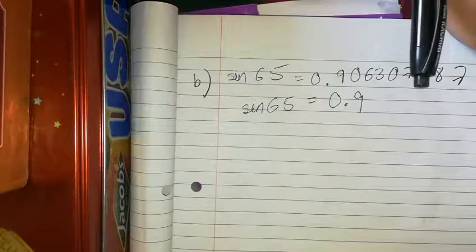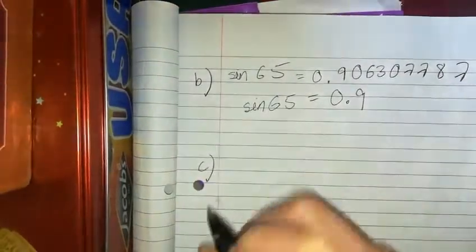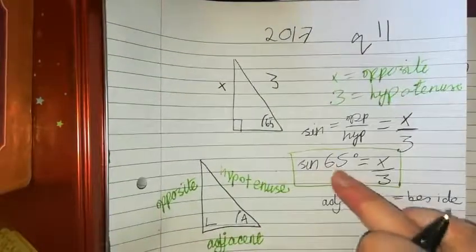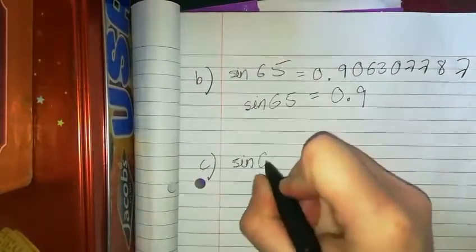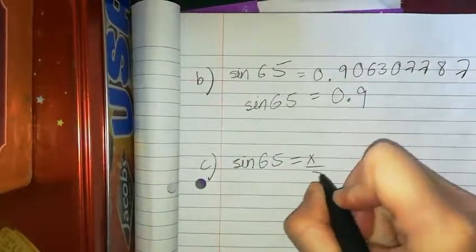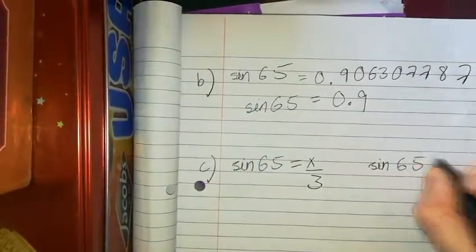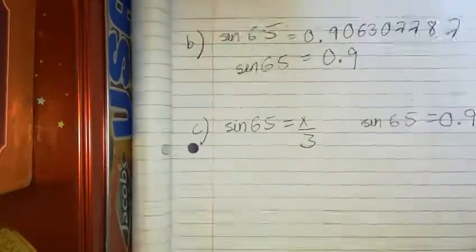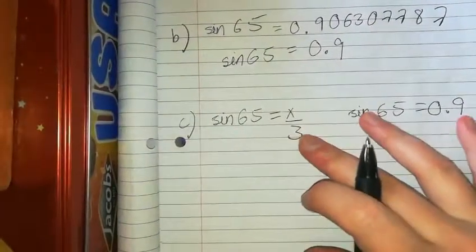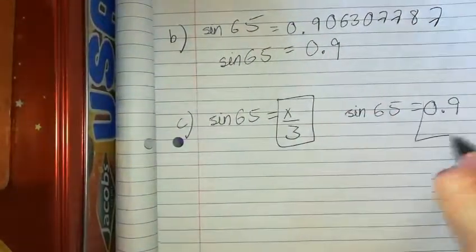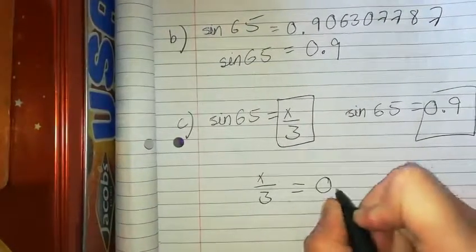Then it says, use your answer from part A and part B to find the value of x. What we got from part A was sin of 65 is equal to x over 3. And in part B, we got sin of 65 is equal to 0.9. So sin of 65 is equal to this, and sin of 65 is equal to this. Well, we could let this and this equal each other to find x. So x over 3 is equal to 0.9.